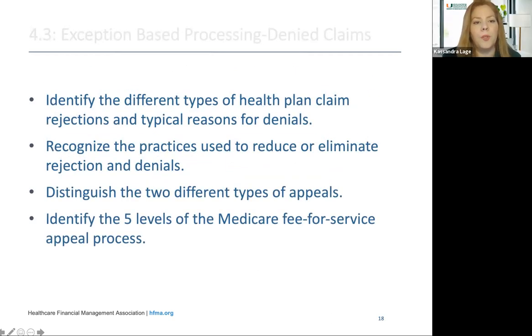And we're now going to cover section 4.3, exceptions-based processing denied claims. In this course, we will address the different types of health plan claim rejections and typical reasons for claim rejections, typical billing errors and how to avoid them, the reasons for health plan denials and how to address and avoid them. A denial is a health plan's refusal to pay the claim of a healthcare provider. We're also going to cover appeals and the appeal process, including the Medicare fee-for-service appeal letters. An appeal is a request by a provider or beneficiary to have coverage and/or payment determination reconsidered.